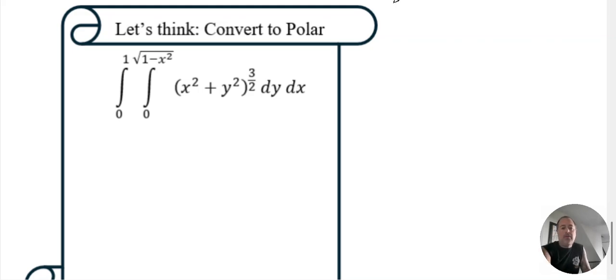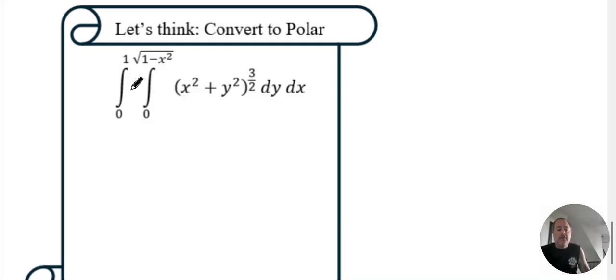Today we are going to start lesson 18. This is where we're going to start doing double integrals, but now converting to polar. Before we get into any exact examples, we just want to start talking about what strategies we would use to actually convert things to polar.